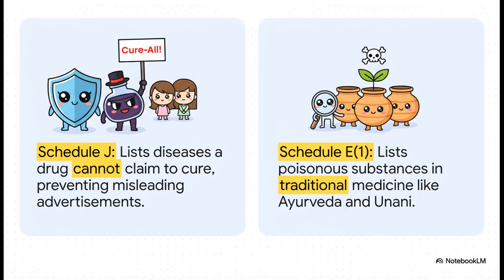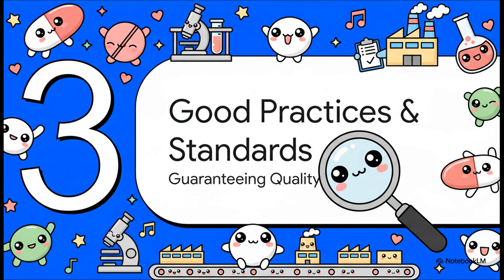At the same time, you have Schedule E1, which shows the Act's respect for traditional medicine by listing poisonous substances in Ayurveda or Unani systems to make sure they're used safely. Okay, let's pivot a little. Now we're going to look at the schedules that are all about quality. From the manufacturing plant to the lab, these are the good practices schedules.